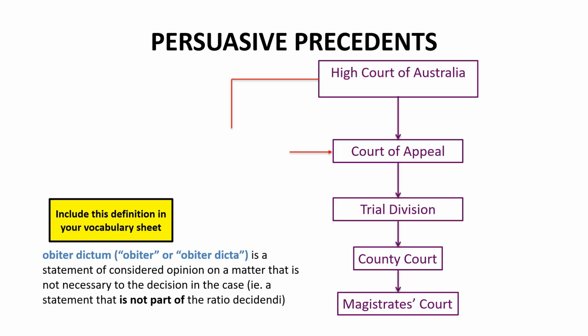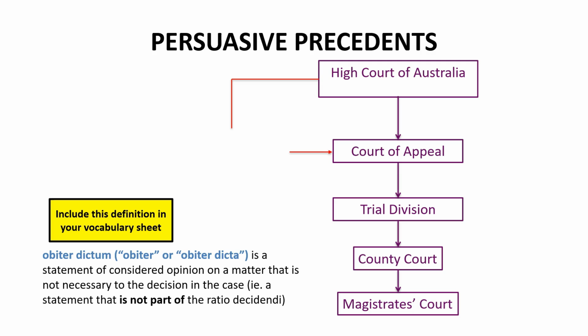This is because the ginger beer bottle was not transparent, it was opaque, and so it was not necessary for the decision in Donoghue and Stevenson for the House of Lords to consider what law would apply if the ginger beer bottle had been transparent.